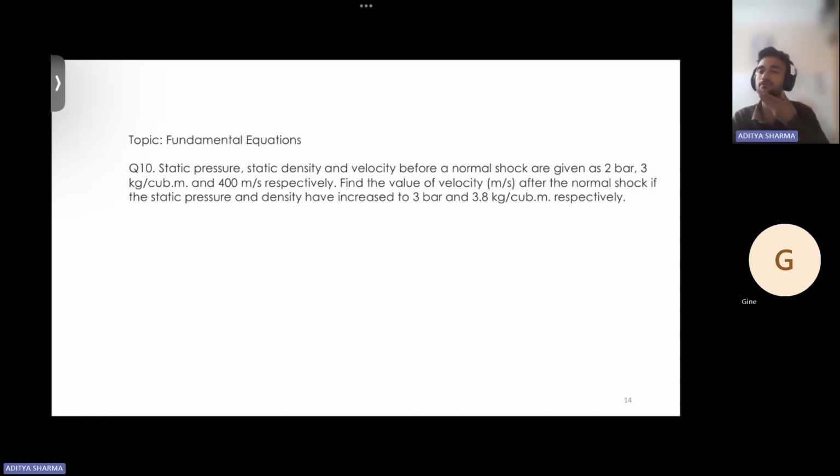Is there any idea? Continuity equation. Sorry. Yes. Continuity equation, Ashish is saying, if I have heard it right. Am I right, Harshit?